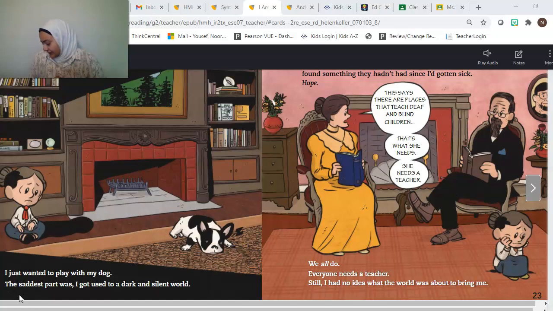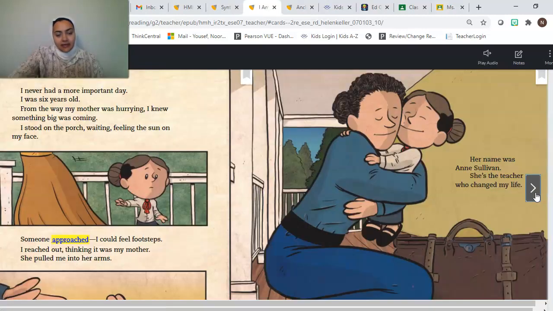Let's see. What do you think is going to happen next? You think she's just going to live the way she is living now, or she's going to do something about it? Let's read to find out.